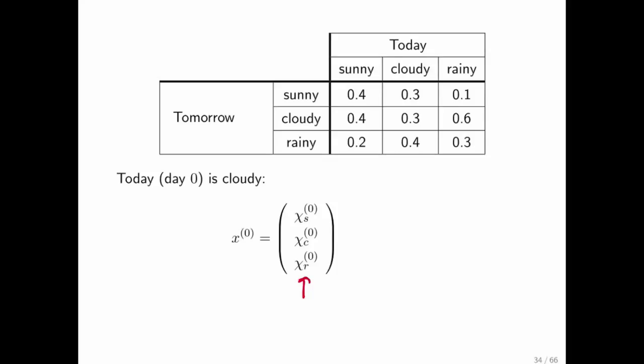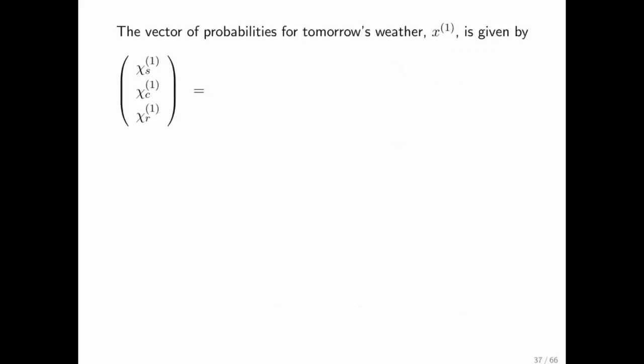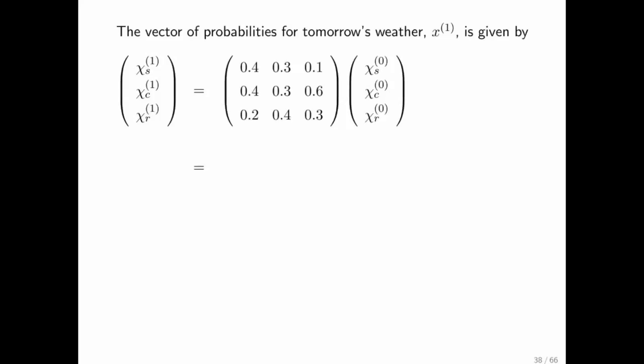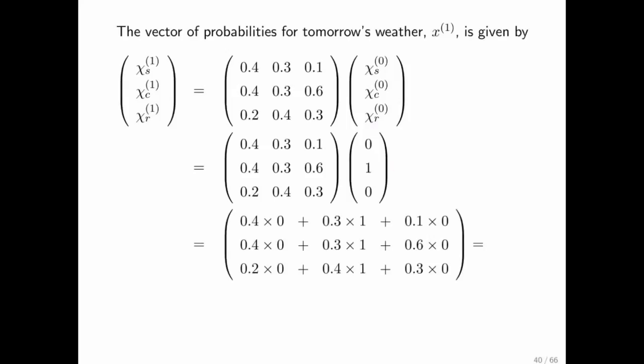Well, we can look out the window and see what it is, and let's say that it is cloudy. As a matter of fact, I think today it is cloudy here. What vector represents that? Well, our good old friend, the unit basis vector, in this case the second unit basis vector. Okay, what happens if you ask the question, what are the probabilities of it being sunny, cloudy, or rainy on day 1, tomorrow, given that today it is cloudy? Well, that's a matter of doing this matrix times vector multiply, and if we plug in that today it is cloudy, then what we get is just this multiplication.